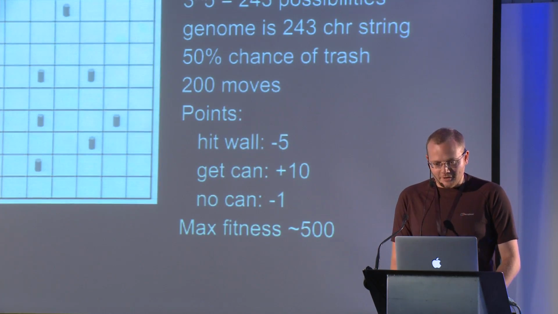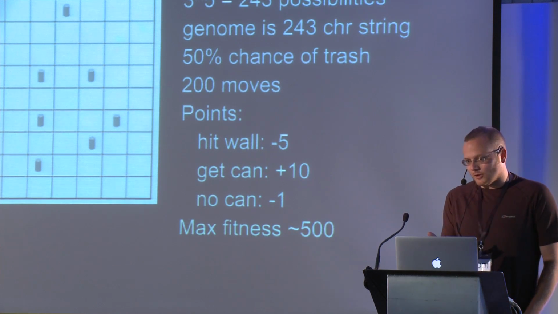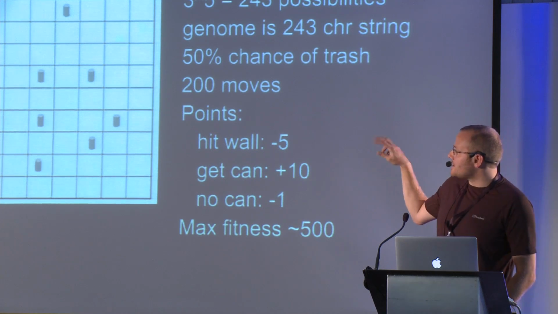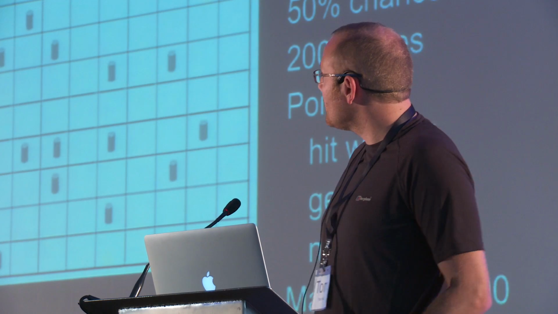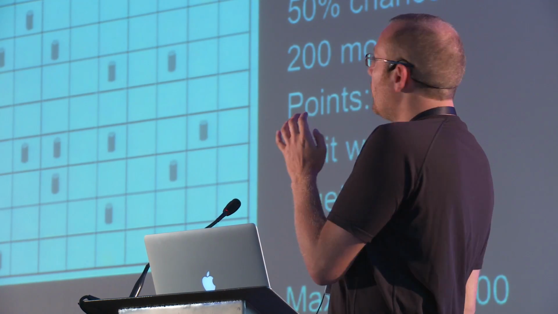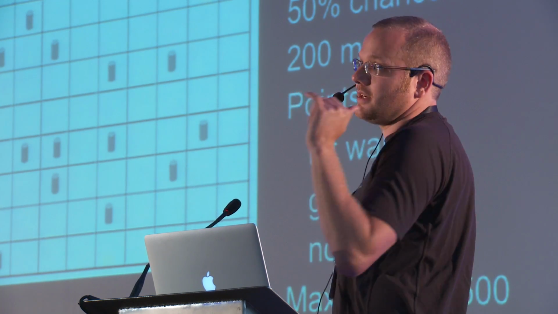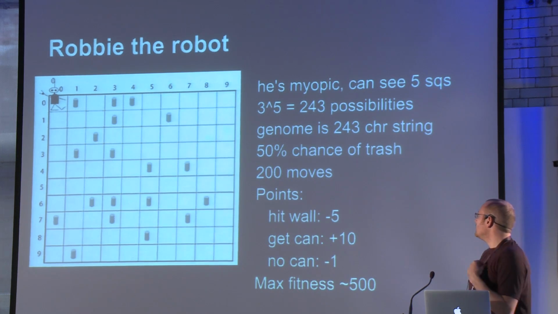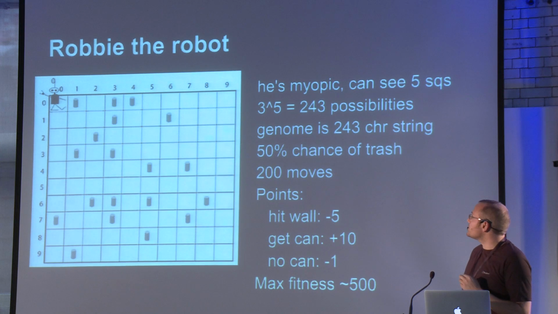So the problem that you're solving right now is called Robbie the robot. Robbie exists in a 10 by 10 grid. His task is to pick up rubbish. He can't see the whole grid, so I've said he's myopic. He can only see 5 squares: the squares up, down, left, right, and the square he's currently on. So there are 3 to the 5 different possibilities.